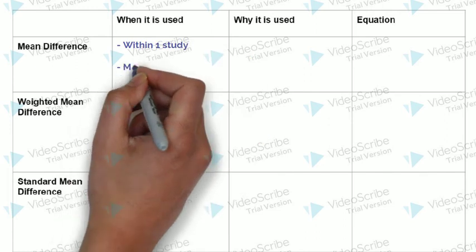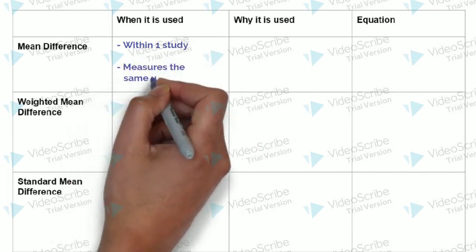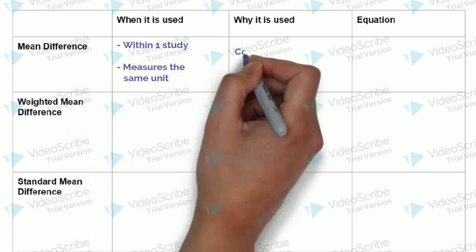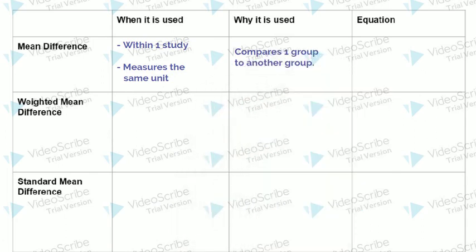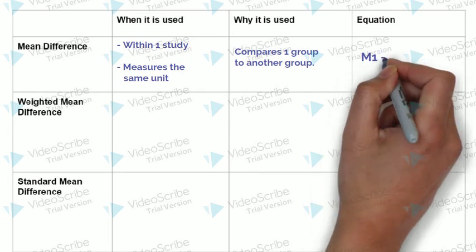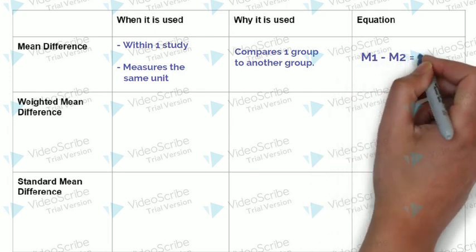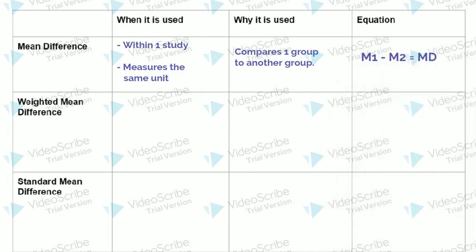So in summary, we looked at mean difference. We know that these are used within one study and they're using the same unit of measurement. We do this because we want to compare the intervention group to the control group. This is found by finding the mean of each group and then taking the difference.